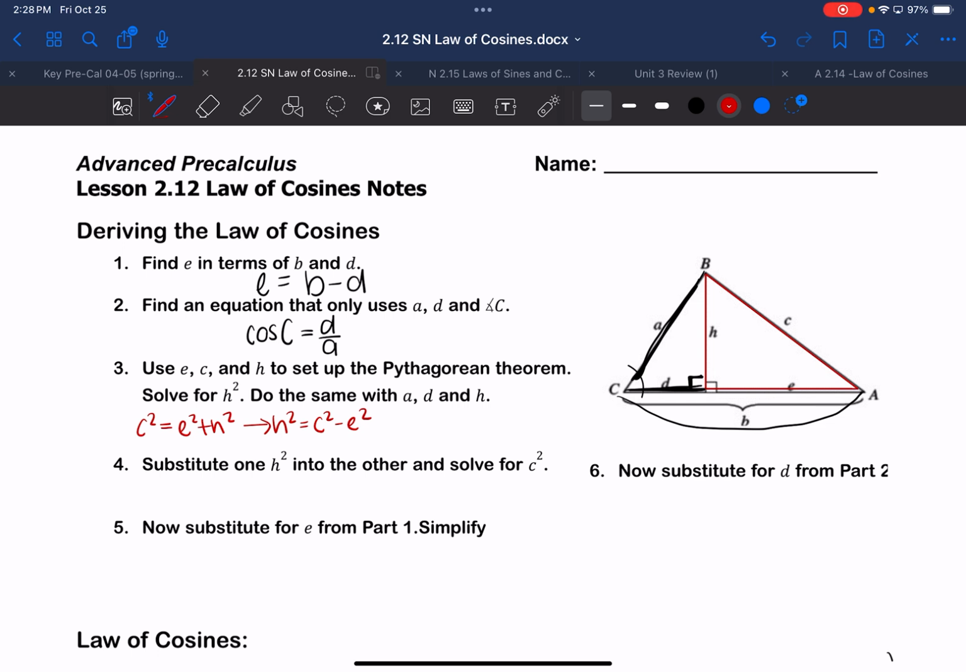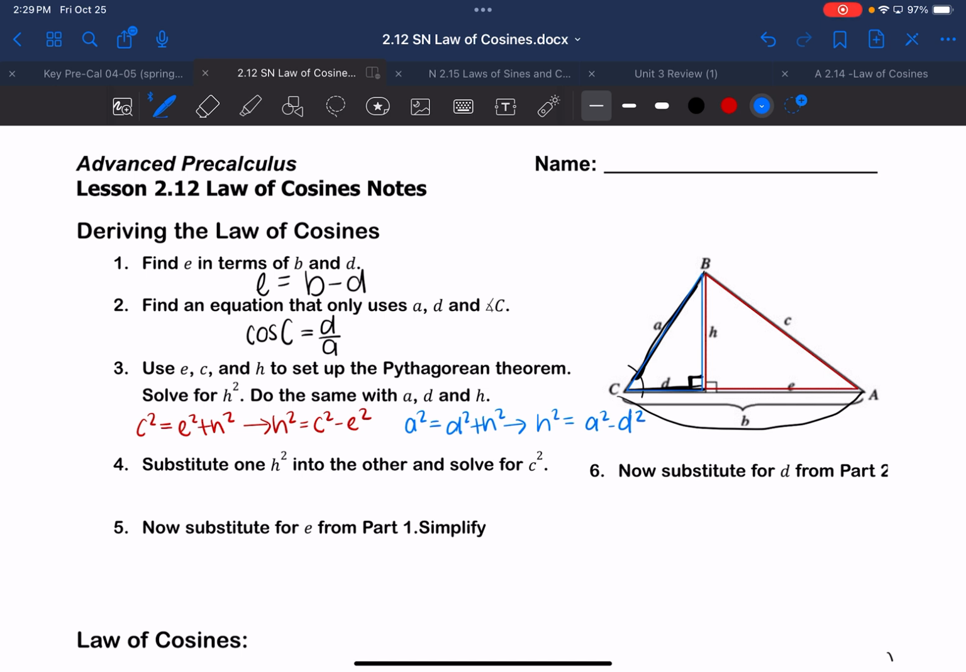Okay, now it says do the same thing, but with letters A, D, and H. Well, A, D, and H would be the triangle over here on the left side, right? So which one's the hypotenuse in this triangle? A. So we'd have A squared is equal to, good. But again, we're supposed to solve for H. So to get H by itself, what am I going to need to do? Subtract D squared on both sides. Good. So we're left with H squared is equal to A squared minus D squared, right? Okay.